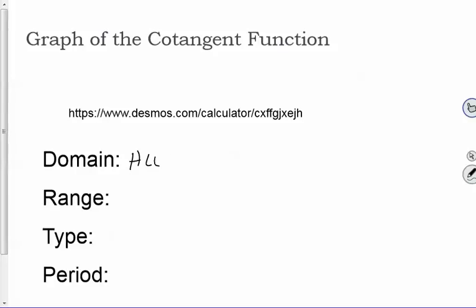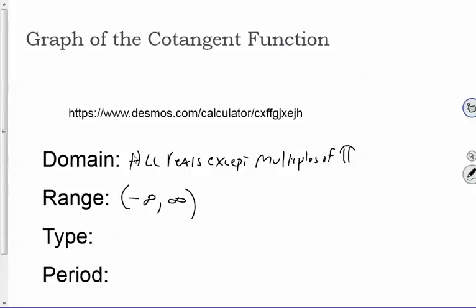So all reals except multiples of pi, which is a little different than the tangent, which was pi over 2. The range is just everything. It goes on forever, so it has no amplitude either.